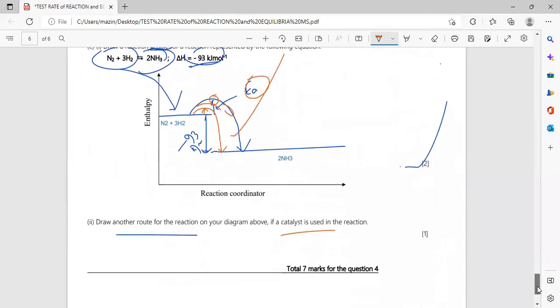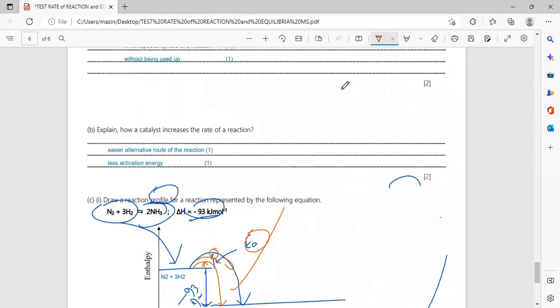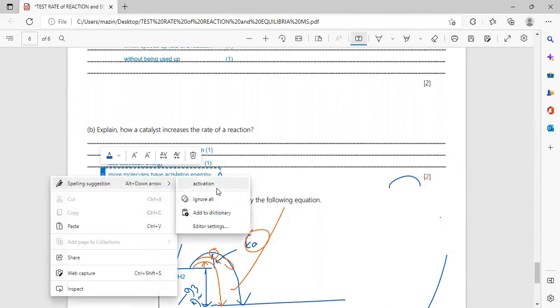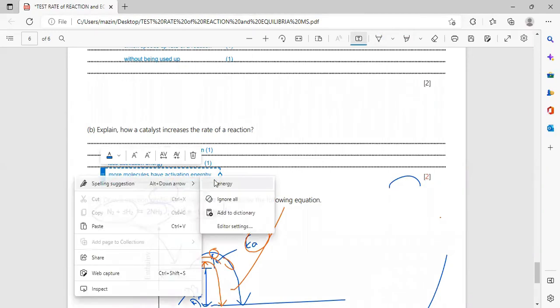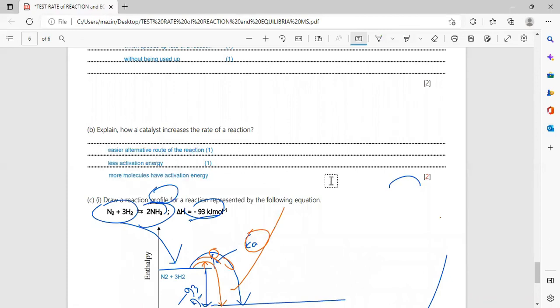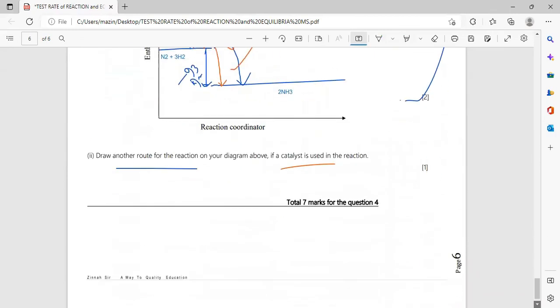And sometimes you may write here another point, that more molecules have activation energy. If marks are more, more molecules have activation energy. Okay, if you have more marks to write.